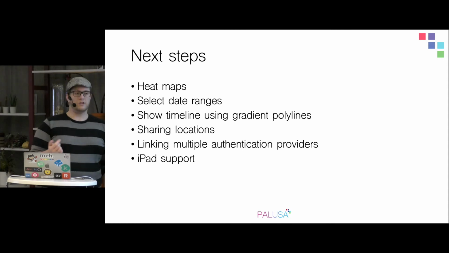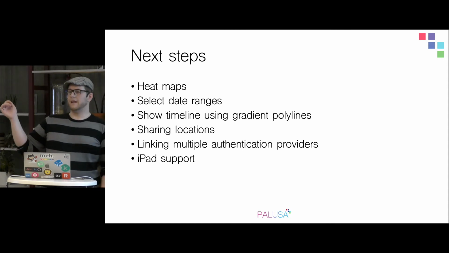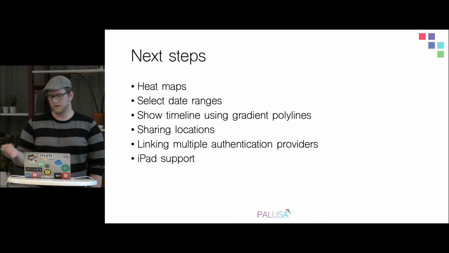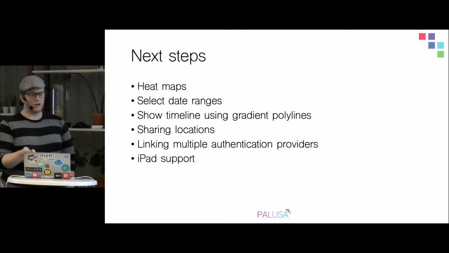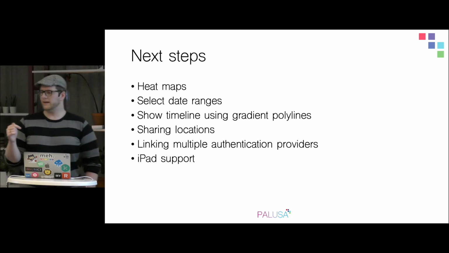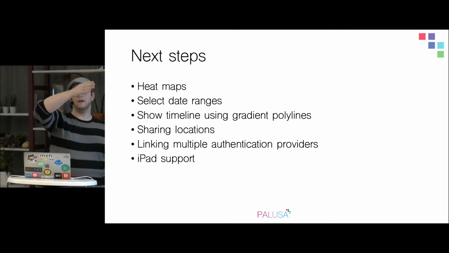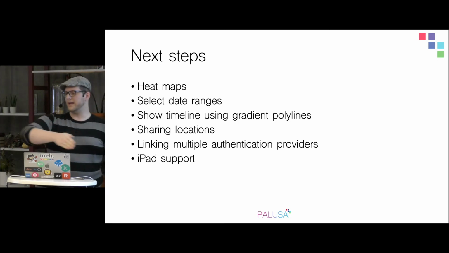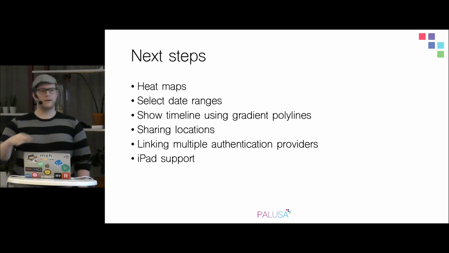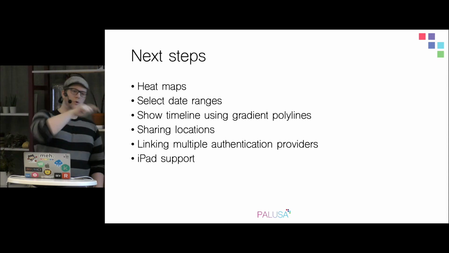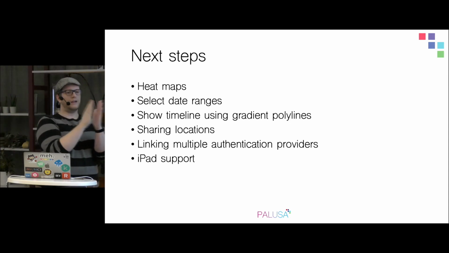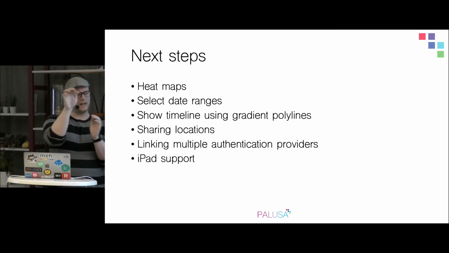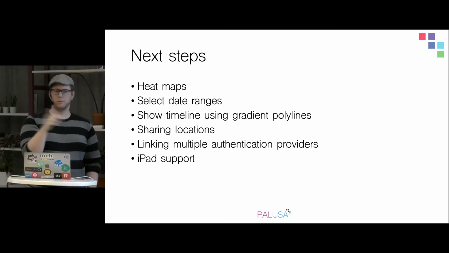Also select date ranges, because sometimes you want to see throughout a week where you've been. Today you can just select one single date. Also, I wanted to show timelines using gradient polylines, so you can see it starts in the morning with green and then moves on to red. Because if you move back and forth a lot, the lines go very tightly and you can't really make out where you've been and in which direction.